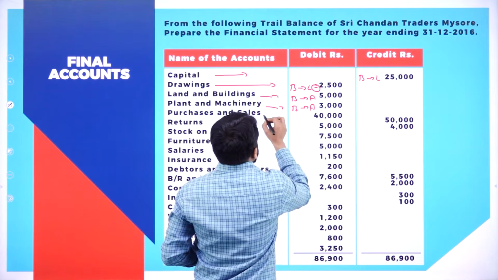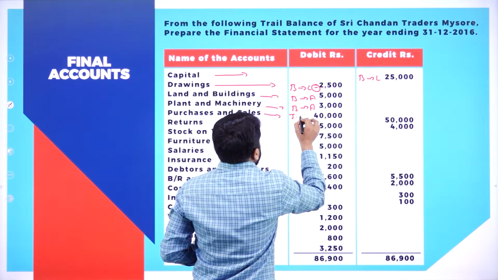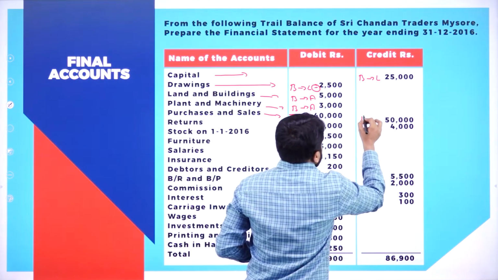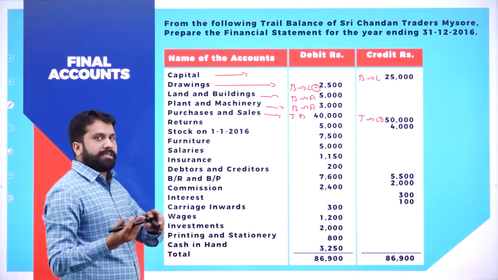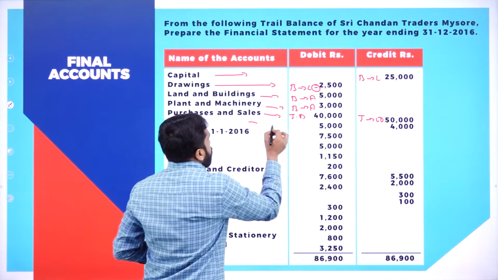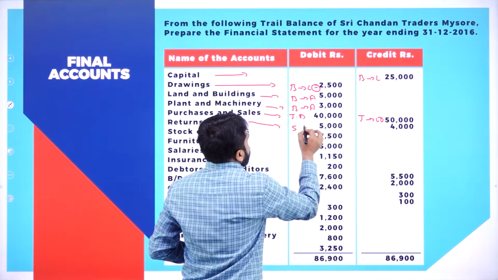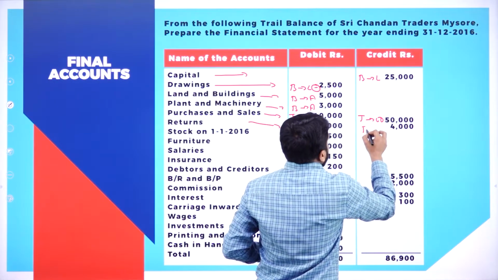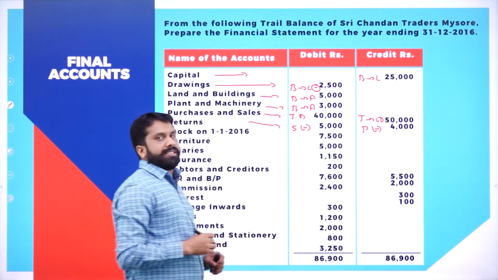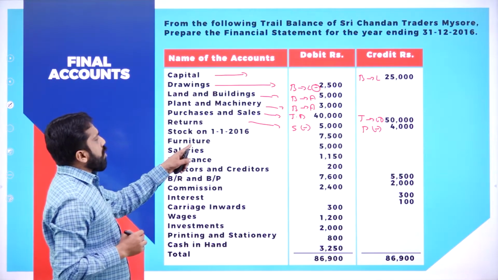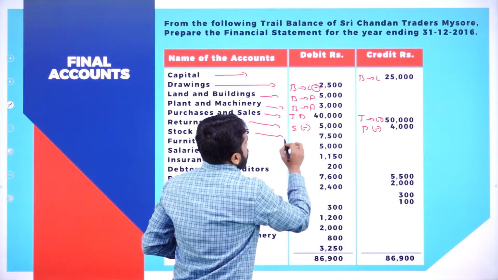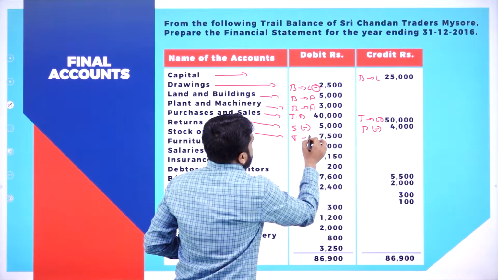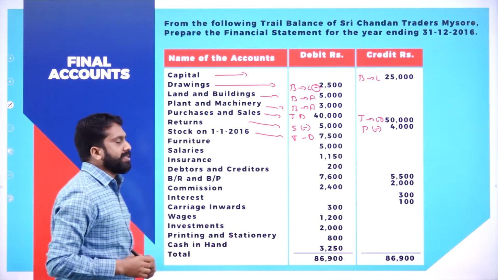This will be your trading account debit side, trading account credit side. Next, returns, the reverse. So it will be what? You have to minus from sales. You have to minus from purchases. Next, stock, opening stock. Opening stock is you have to take trading account debit side.